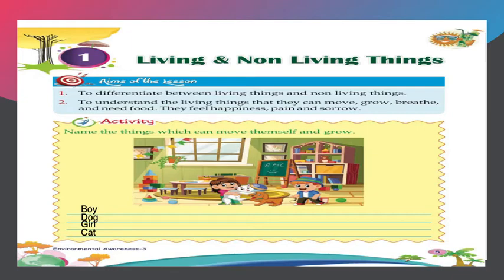Let's learn more about living and non-living things with the help of an activity. Name the things which can move themselves and grow. As you can see in the picture, some things can move on their own and some others cannot move. Let's see which things can move on their own. Boy, dog, girl and cat are the things which can move on their own.